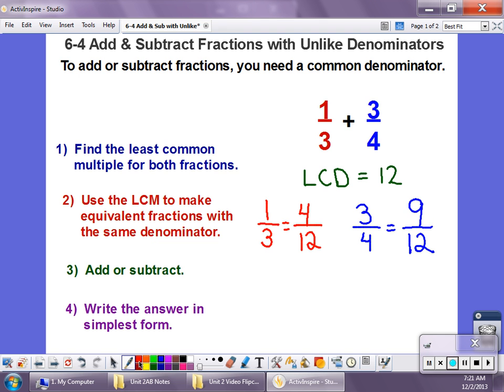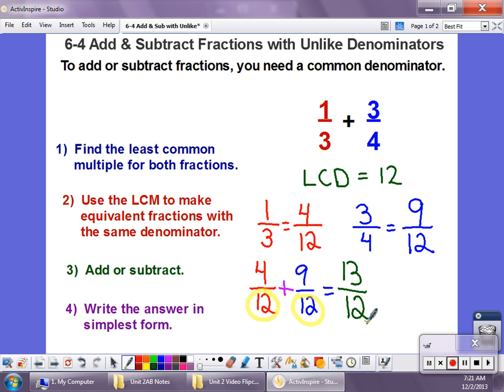So now what I have when I look at this problem is 4/12 plus 9/12. And both of these now have a common denominator. We can see they both have a denominator of 12. So now I can add these just like I did before, where I add my numerators. 4 plus 9 is 13, and my denominator stays the same.